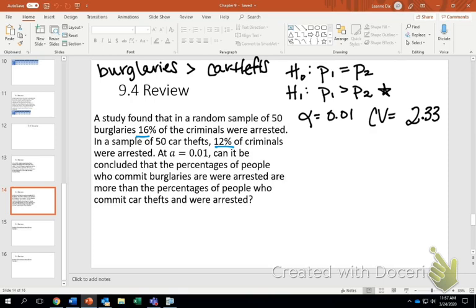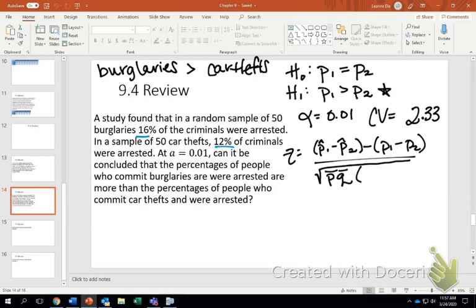So this should say, not t, z equals our p hat sub 1 minus p hat sub 2 minus p sub 1 minus p sub 2, all of that over our standard error, which is the square root of p bar times q bar times the quantity of 1 over n sub 1 plus 1 over n sub 2. And now we can start plugging things in. We have our 0.16 minus 0.12. We don't have any information about our population.